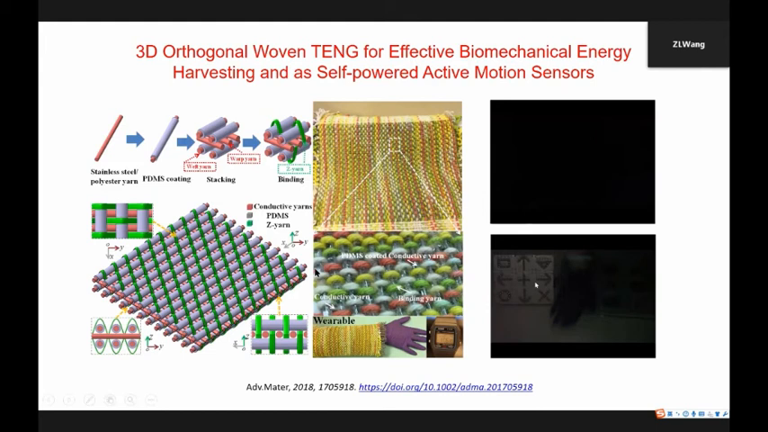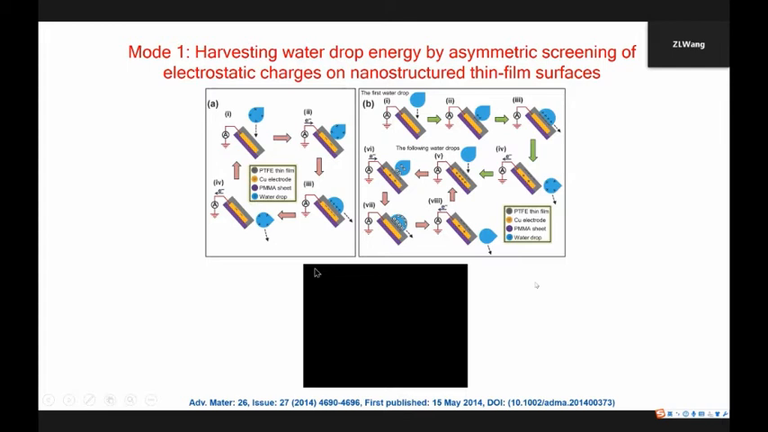Raindrop. In 2014, we demonstrated for the first time the use of raindrops for power generation. In recent years many groups have studied raindrops, but we were the first to demonstrate this, because a raindrop has charge on its surface and also exchanges charge with the surface here. When a drop hits the substrate, you have a charge exchange, and then when the drop floats off, you have a power generator.